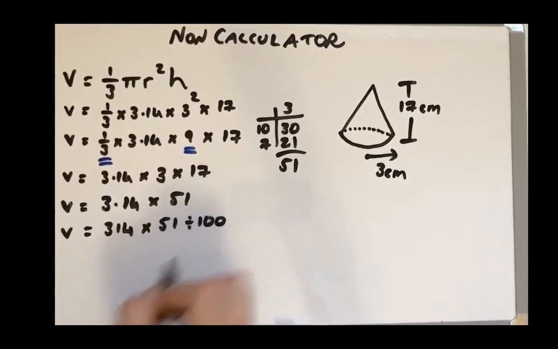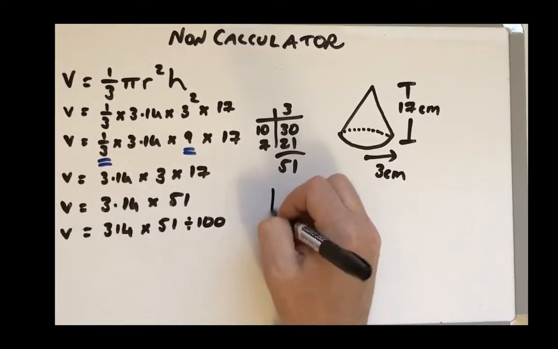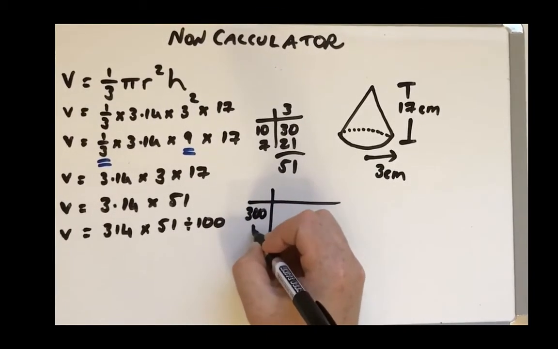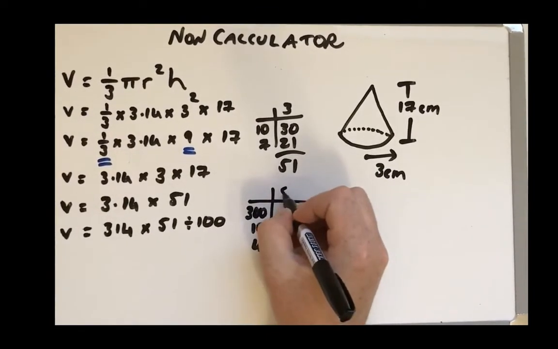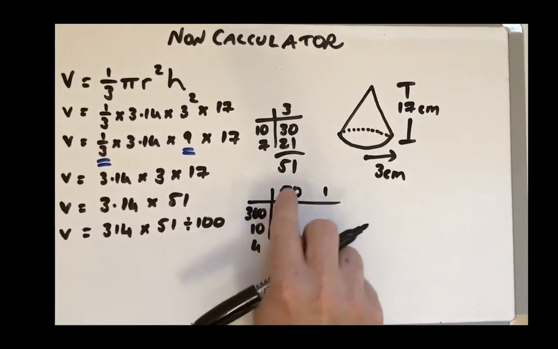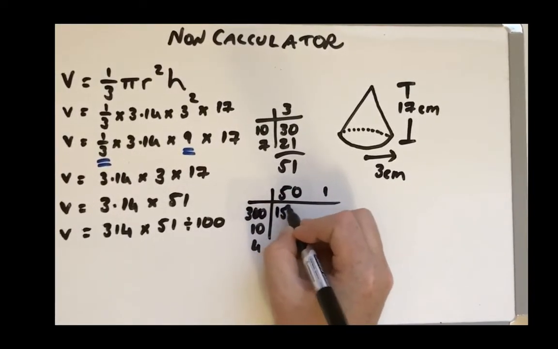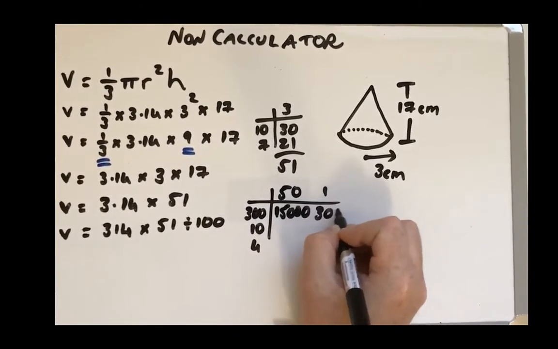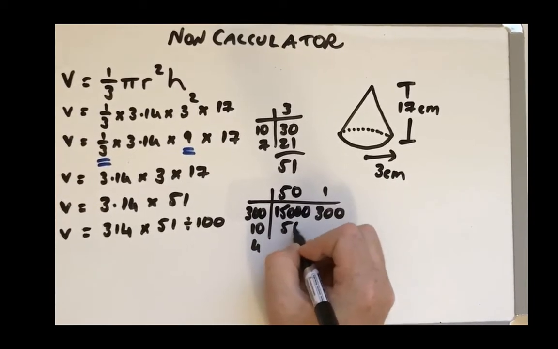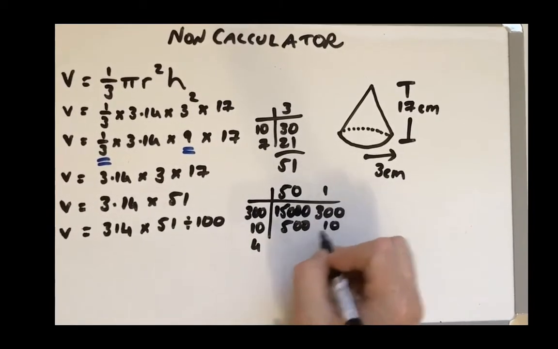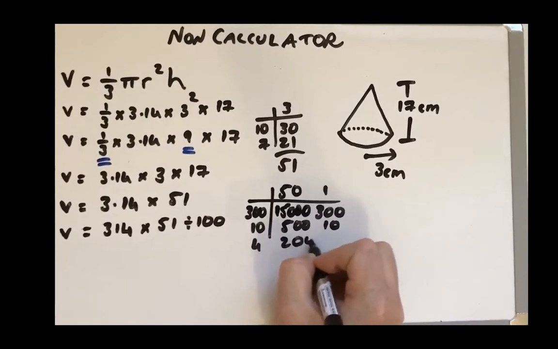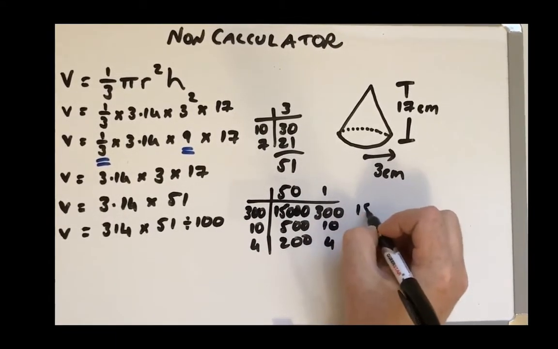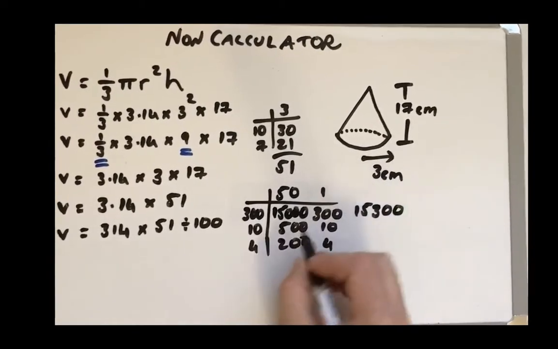So that is still the same sum. So 314, 300 ones, 10 ones and 4 ones, 50 ones and 1 one. So 3 times 5 is 15, 100 times 10 is 1000, so 15,000. 300 ones is 300, 10 50s is 500, 10 ones is 10, 4 50s is 200, and 4 ones is 4.